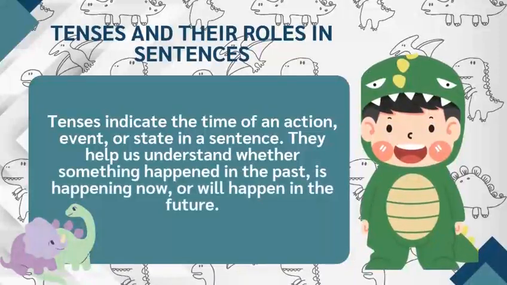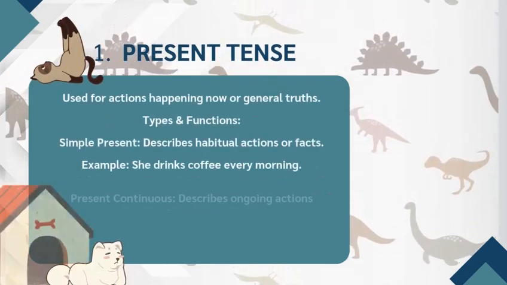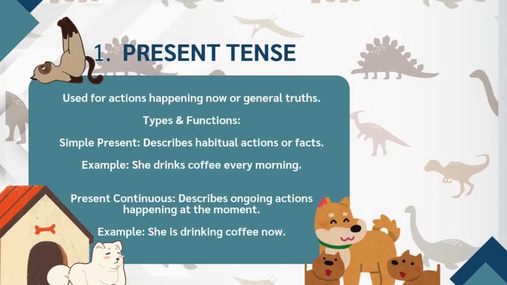Now, let's talk about tenses and their roles in sentences. Tenses indicate the time of an action, event, or state in a sentence. They help us understand whether something happened in the past, is happening now, or will happen in the future. Now, let's talk about the three main types of tenses.